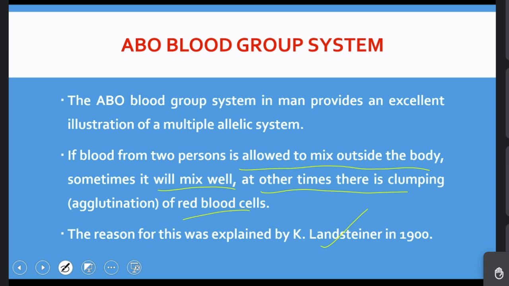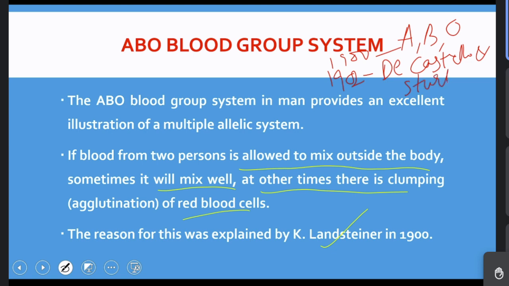Yes, sir. Okay. So the reason for this was explained by Karl Landsteiner in 1900. Karl Landsteiner discovered A, B, O, only three blood groups in 1900. In 1902, his students Decastello and Sturli discovered the AB blood group. Thus we have four blood groups. One is A, the other is B, third one O, and the fourth one AB.